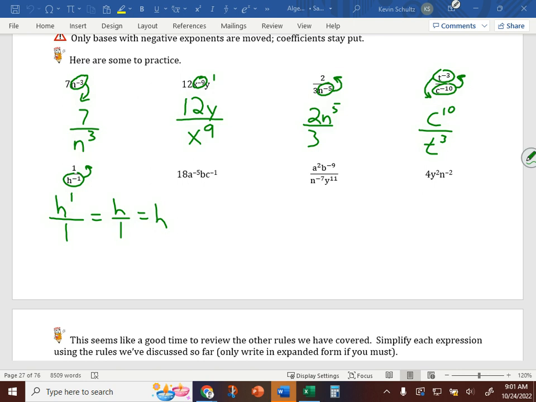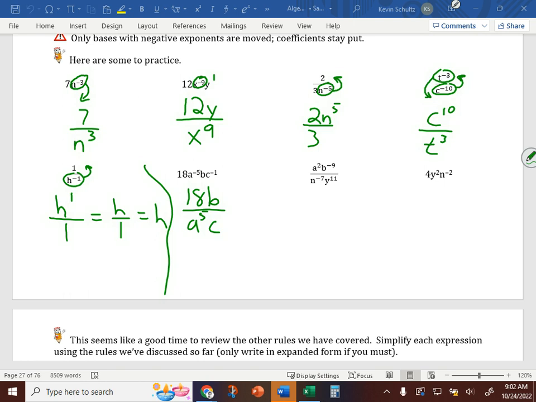Who wants to share their answer for the next one? 18, a to the negative fifth, b, c to the negative first. Paisley. Okay. So when the power is 1, you don't have to write it. When it's negative 1, you do, to show that it's a negative 1, right? Show that we have to move it. But yeah, our a to the negative fifth goes down to the denominator. Our a to the negative first, or sorry, c to the negative first goes down as well. We're left with 18 and b up top. They don't move, right? And then a to the positive fifth and c to the positive first.